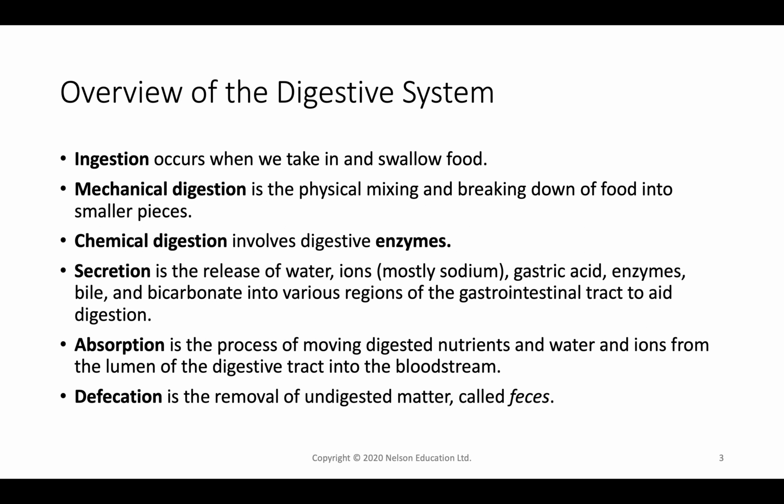Mainly the absorption of nutrients is going to occur in the small intestines, and the absorption of water is going to occur in the large intestines. But absorption is basically going to be the process of moving the nutrients and the water and the ions from the lumen of the digestive tract, remember that's the inside of the hose that's traveling through us, into the bloodstream, where it's going to then get delivered to the different parts of the body. At the end of the day, we're going to end up with matter that we can't use. Undigested matter, that's called feces, and that's going to be excreted again through the anus through the process of defecation.